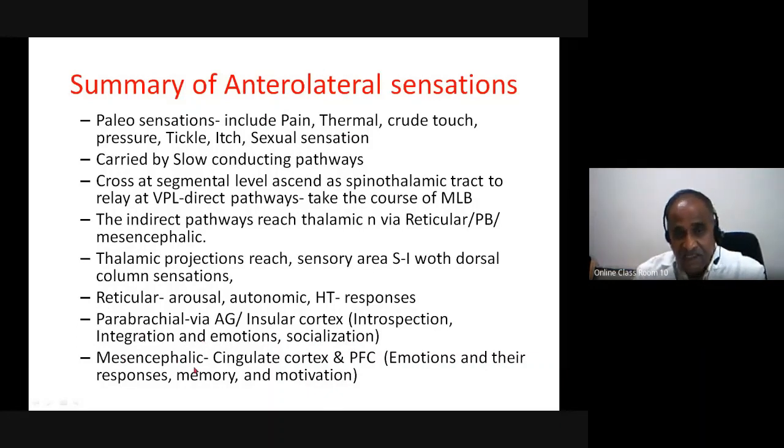The mesencephalic component is the periaqueductal gray and around. They will go to the cingulate cortex and the prefrontal cortex, and the cingulate cortex and prefrontal cortex have these emotional responses, memory, motivation, and all those things coming. This is the summary of the anterolateral column sensations.